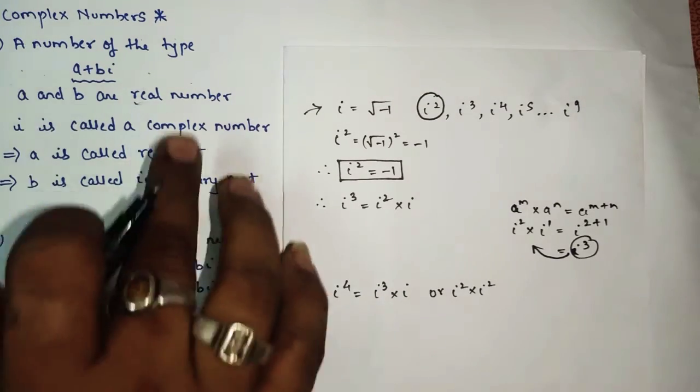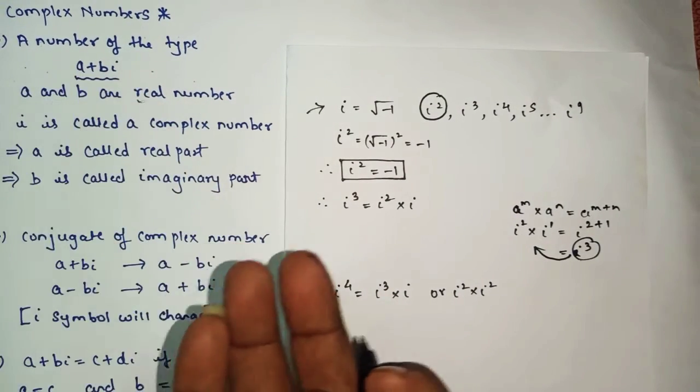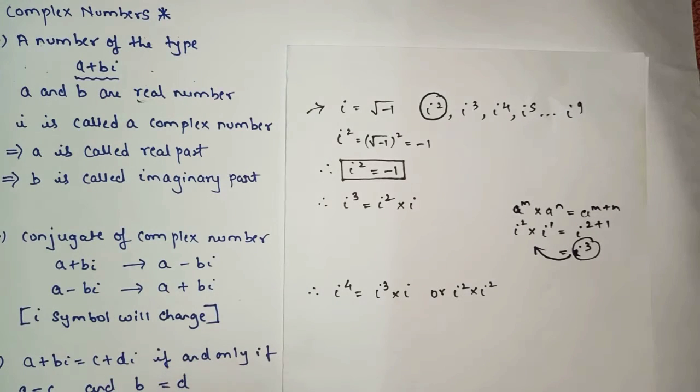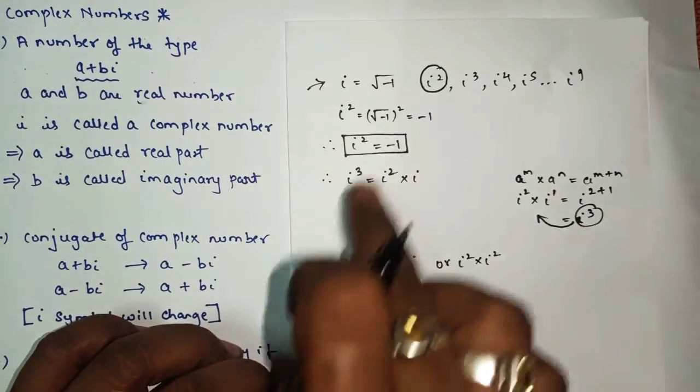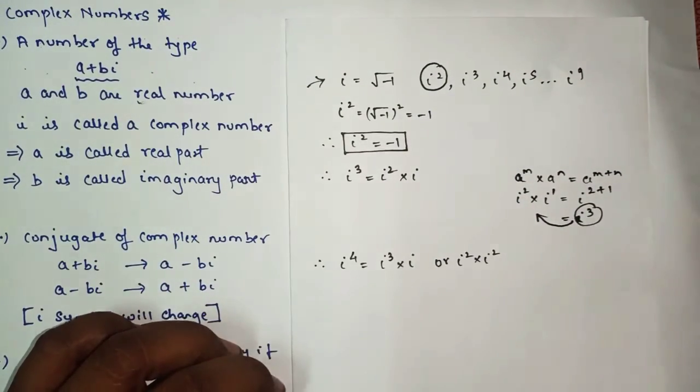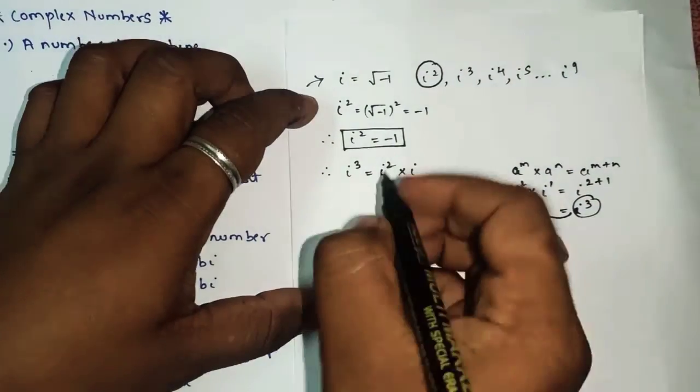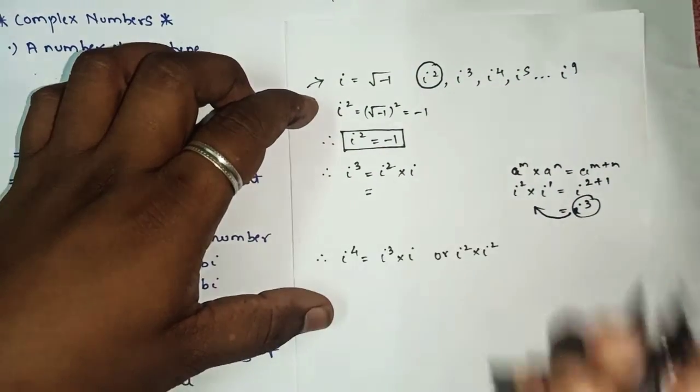In general, I hope you all understood what is a plus b, what is a, what is b, what is I, what is imaginary number, what is the real part. From my point of view, this part will be your important section. Now we'll see how to find the value of I cube.